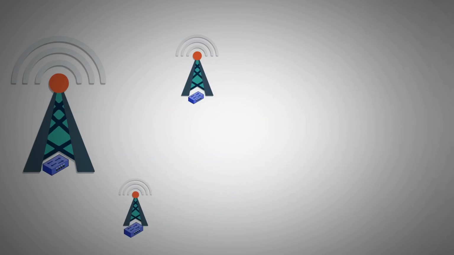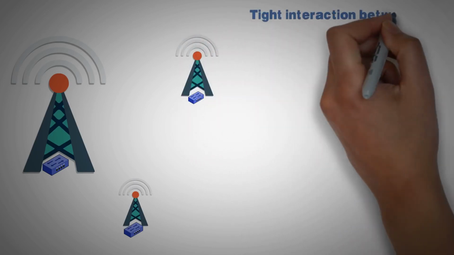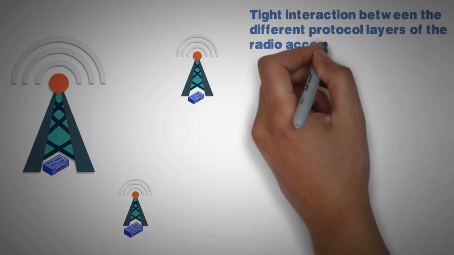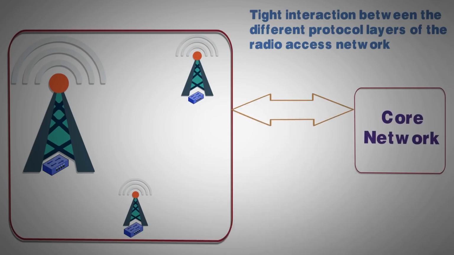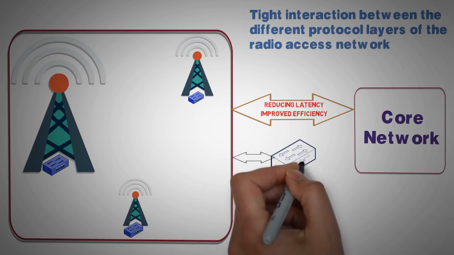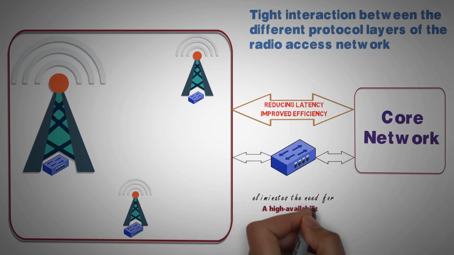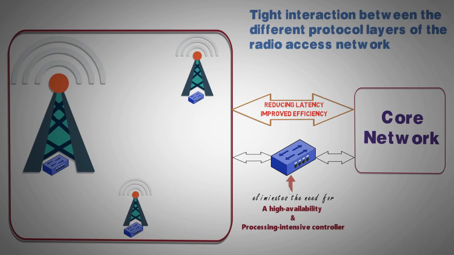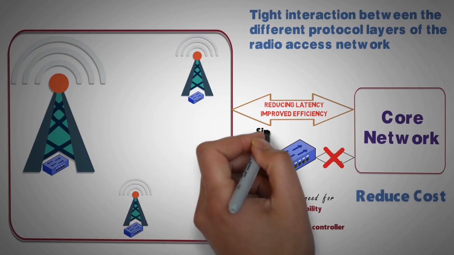Now, as mentioned earlier, unlike the previous generation technologies, LTE integrates the radio controller function into the eNode B. This allows tight interaction between the different protocol layers of the radio access network, thus reducing latency and improving efficiency. Such distributed control eliminates the need for a high availability, processing-intensive controller, which in turn has the potential to reduce cost and avoid single point of failure.